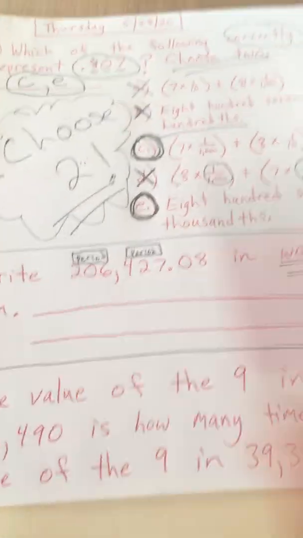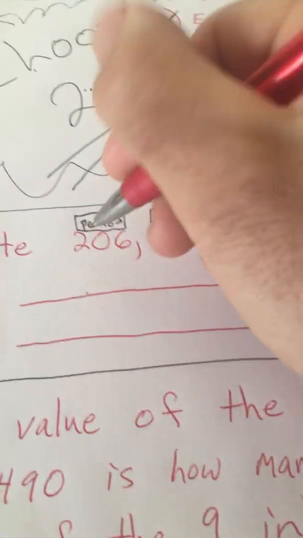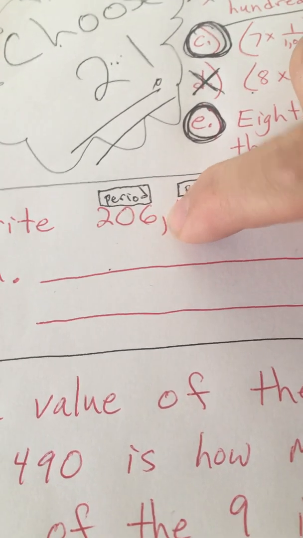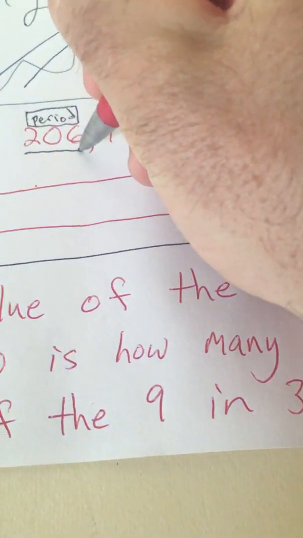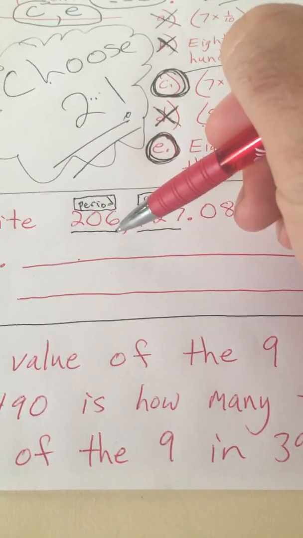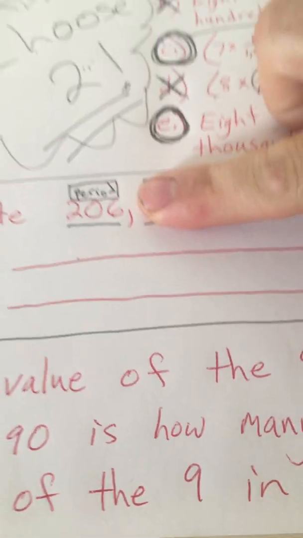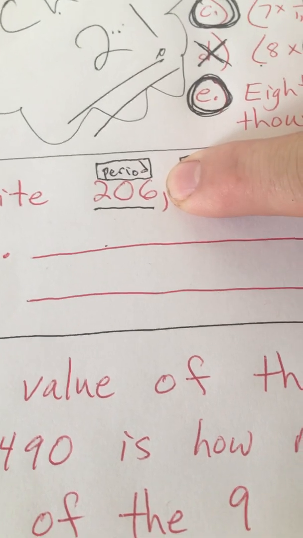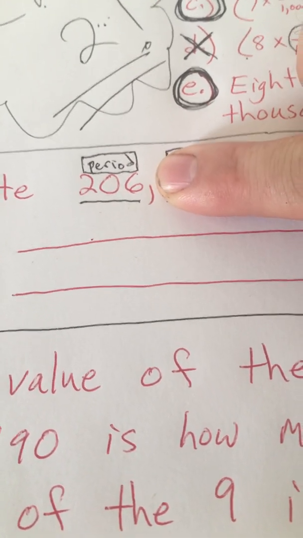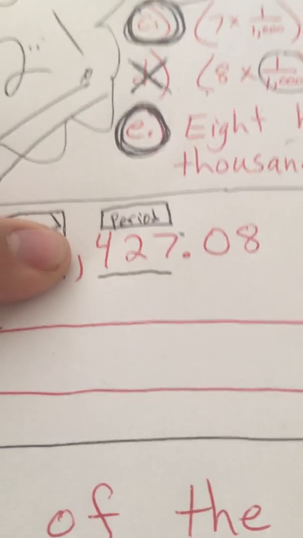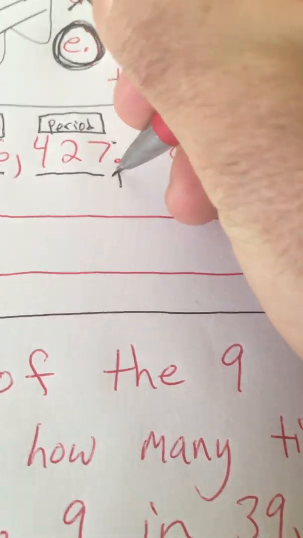So what you do is you read one period at a time. You're going to just read 206, and ignore the rest of it. Since this is the thousands period, we're just going to read it up to 206. When you see the comma, you say thousand. So 206,000. Then you're going to ignore what you just said and read just the next period, 427. Then at the decimal point, you're going to say and.